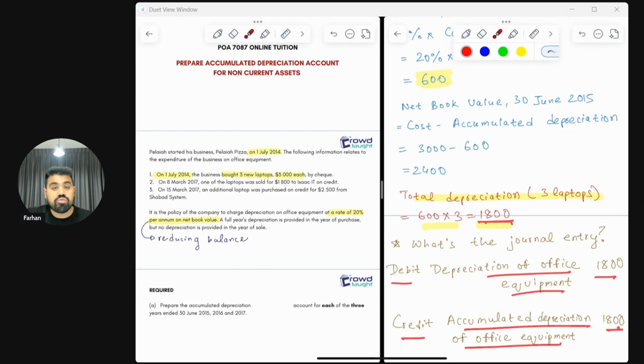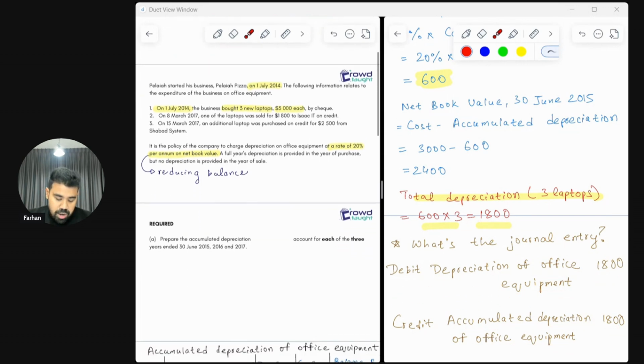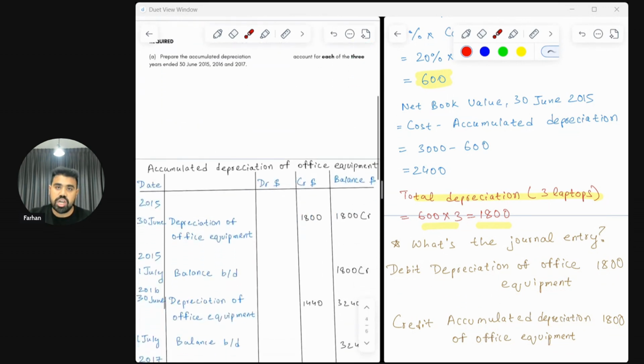So always remember, every time you have depreciation expense that you want to journalize, you debit the depreciation account and then you credit the accumulated depreciation account. Now, why do we need to know this journal entry? Now let's start preparing the accumulated depreciation account.